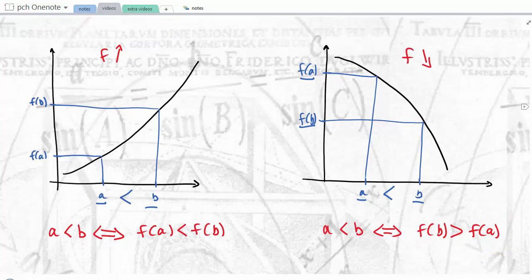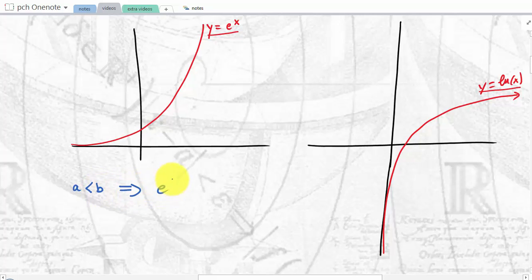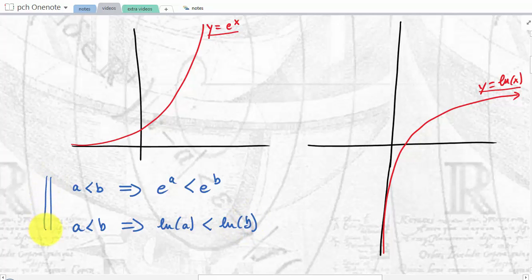Now let's look at the exponential and logarithmic function in base e. These two functions are increasing. Let's apply the definition of increasing to these two functions. So in the first one we have if A is smaller than B, then e to the A is smaller than e to the B. For the second one, for the log, if A is smaller than B, then ln A is smaller than ln B. These are the two properties I will use to solve inequality involving exponential or logarithm. Let's go over some examples right now.